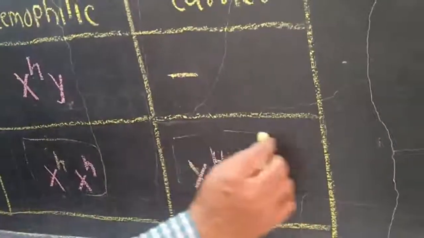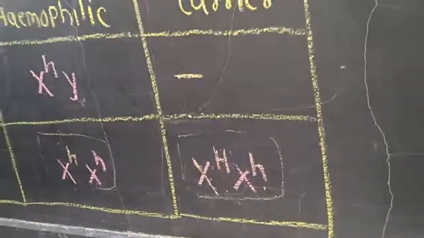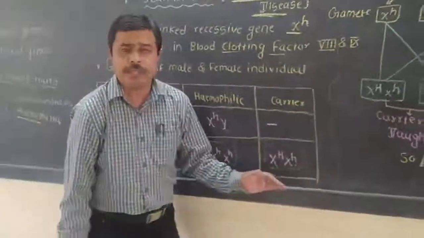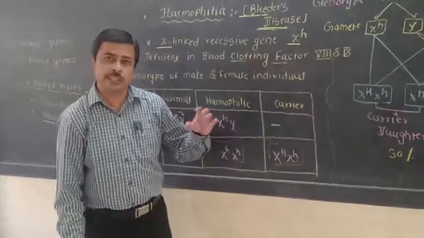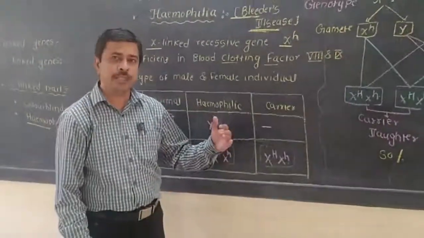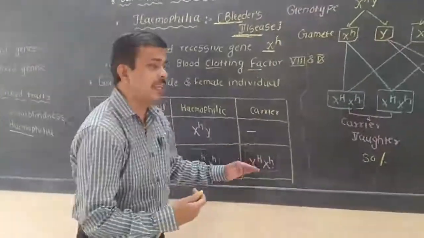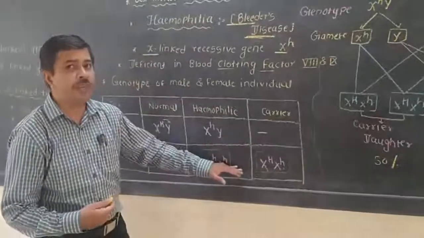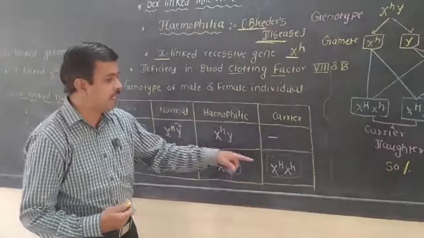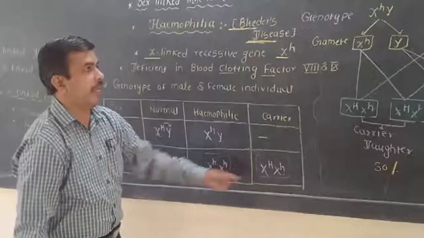Carrier means that this female can carry the disease from one generation to another. This carrier female has the genes which are responsible for hemophilia. These genes are present, but they do not express themselves, so this female is not hemophilic, but the genes responsible for hemophilia are present. Hence she is known as the carrier female.